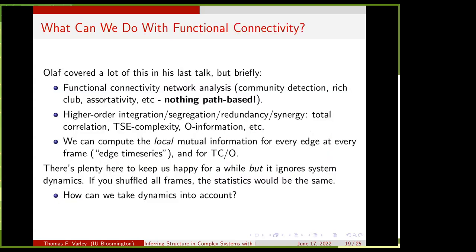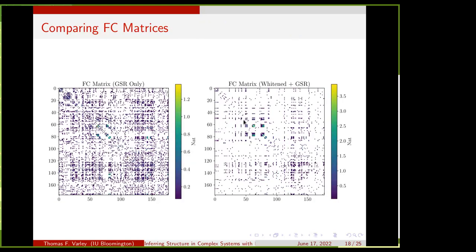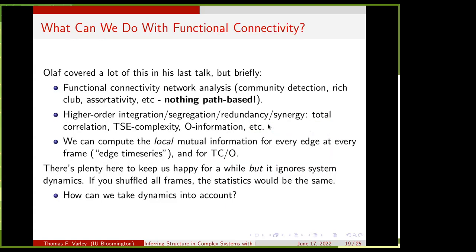And so Olaf talked a little bit about this at the last talk, but what could we do if we just stopped here and looked just at functional connectivity? There's a lot we could do. Community detection, rich clubs, assortativity, nothing path-based. Some people have an instinct to reach for a small-worldness index, and I, and I think Olaf is with me on this, am very opposed to that. You shouldn't run paths on statistical networks because it doesn't mean anything.